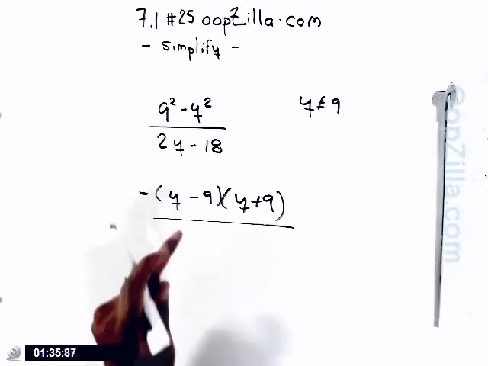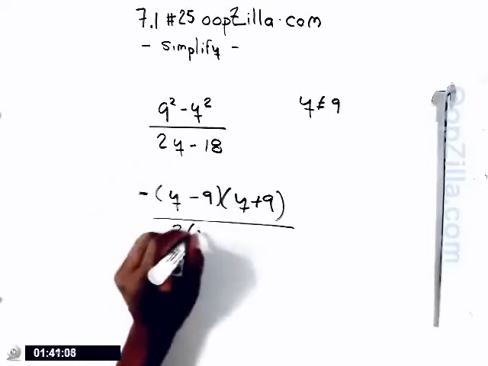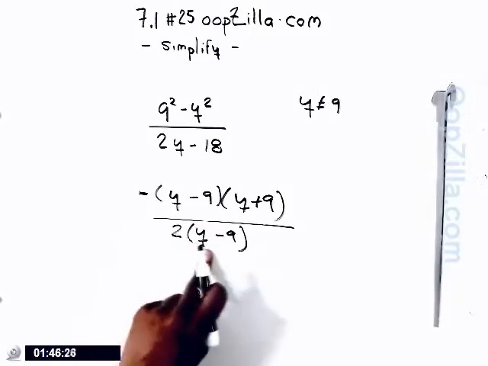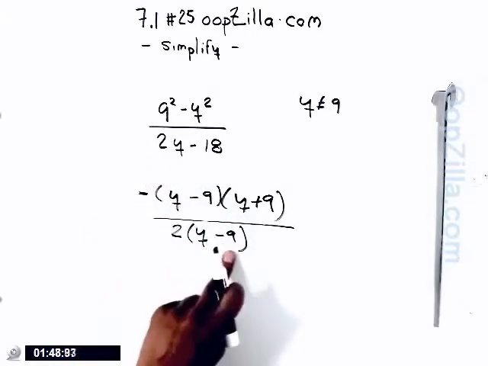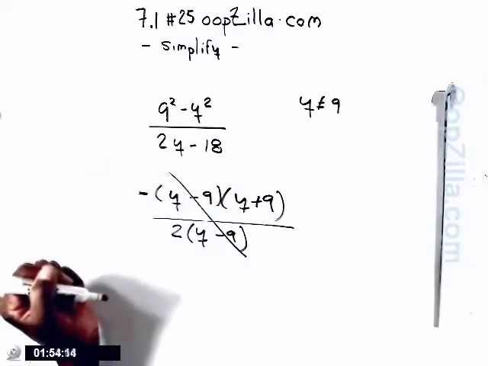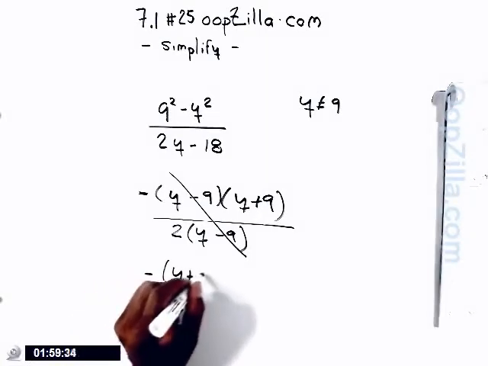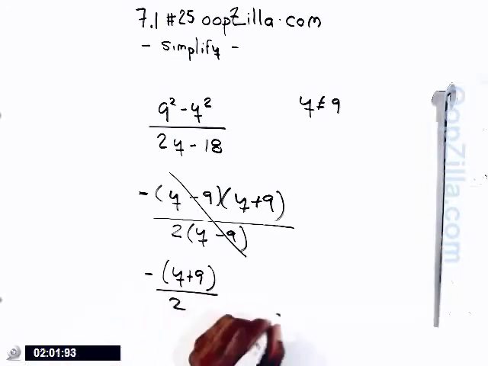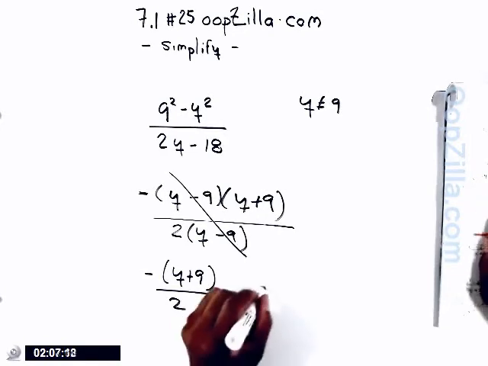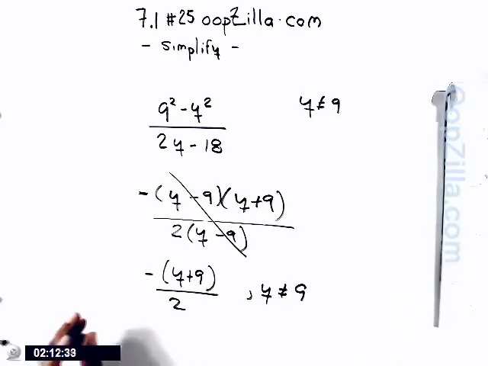Now I'm going to take the bottom and pull out a 2 and leave a y inside and a minus 9. Now when that happens, 2 times y is this guy, and 2 times this negative 9 is this guy. Now I have these guys that can cancel. See that? So it's going to leave me with negative y plus 9 over 2. Now let me check my notes in just a second. Yes, that's true. And then I'm going to have a restriction of y not equal to 9, like I said up here. And that's the answer.